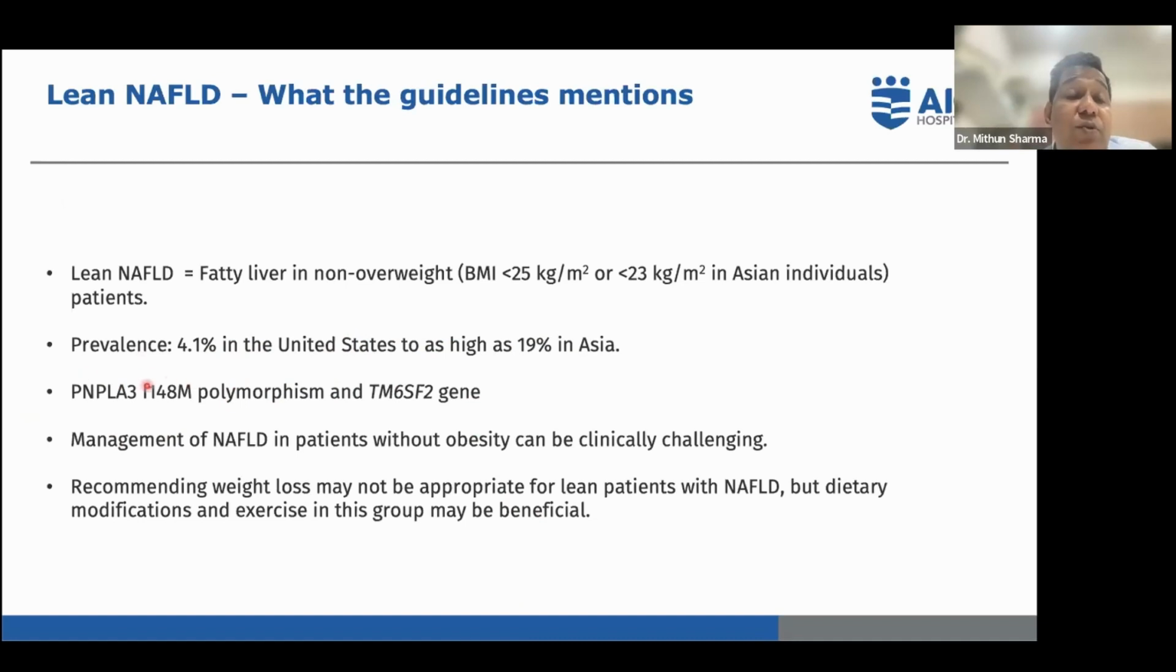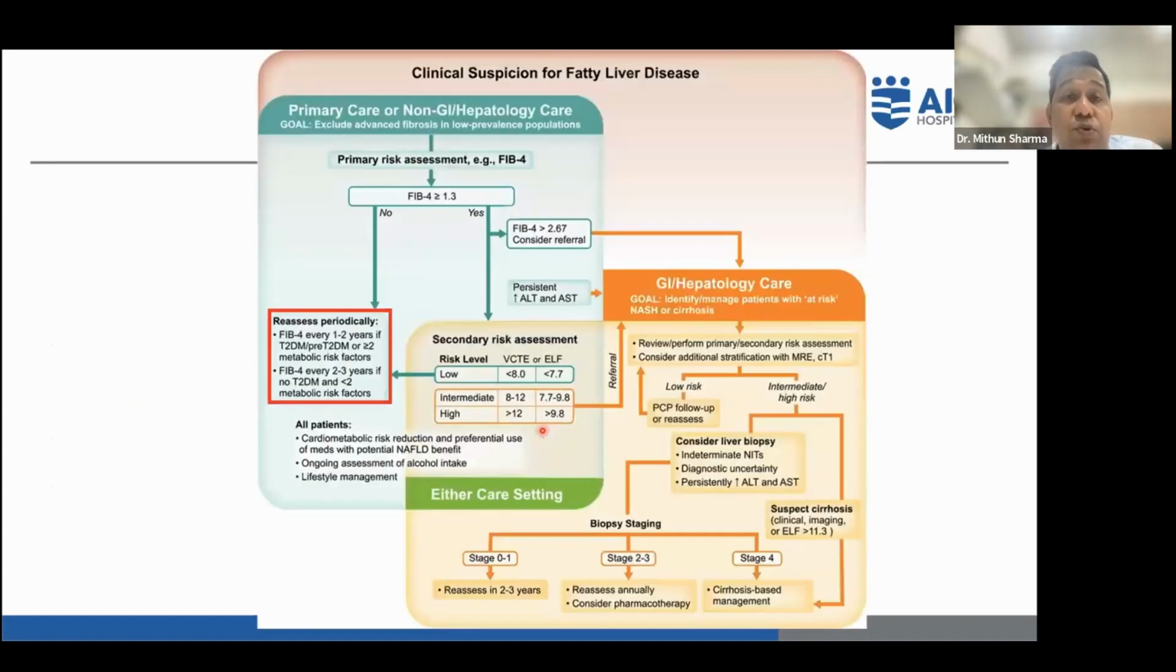And as I said, it is mostly associated with these 2 gene mutations. We should keep in mind that diagnosis of patients with NAFL in the absence of obesity is challenging because these people don't realize they have it. Also, when you tell them to lose weight, they just get scared because they're already lean. However, dietary modifications and exercise in this group may still be beneficial even without weight loss.